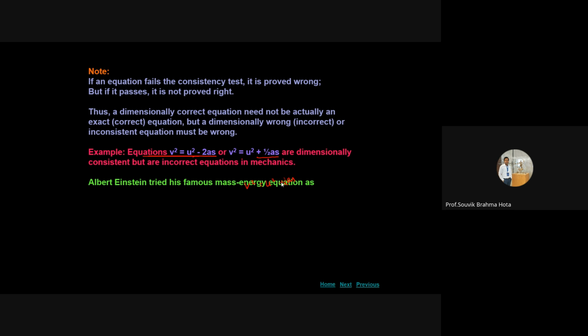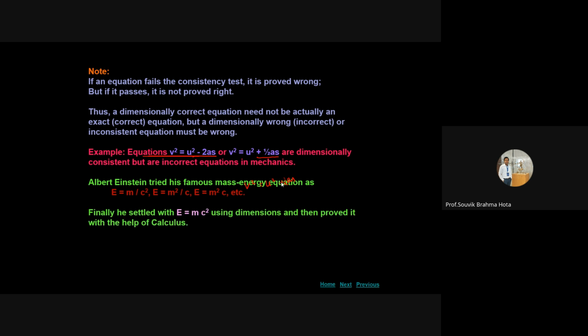So Albert Einstein tried his famous mass energy equation as E is equal to m by c square, E is equal to m square by c, E is equal to m square c. So this is a real case. First he tried with m by c square, then m square by c, then m square c. Finally he settled with E is equal to mc square. Why? Using the dimensions. Then he proved it with the help of calculus.